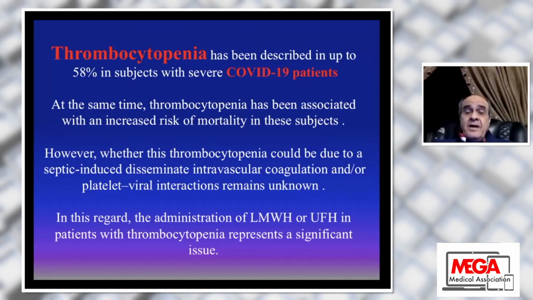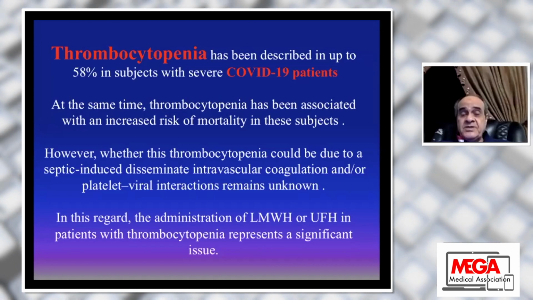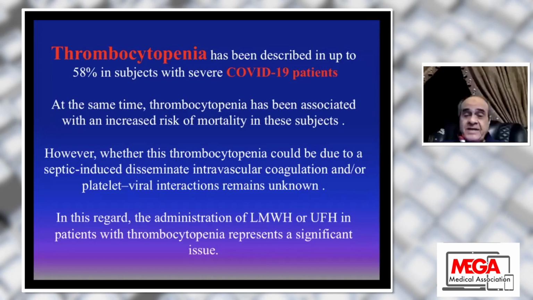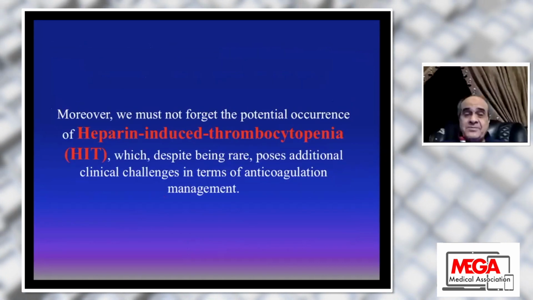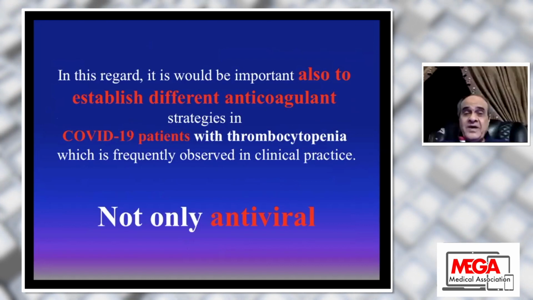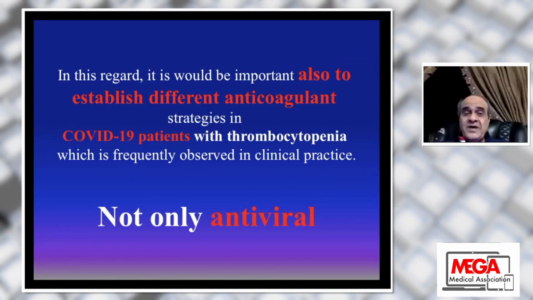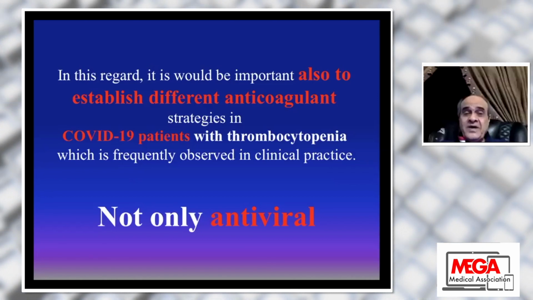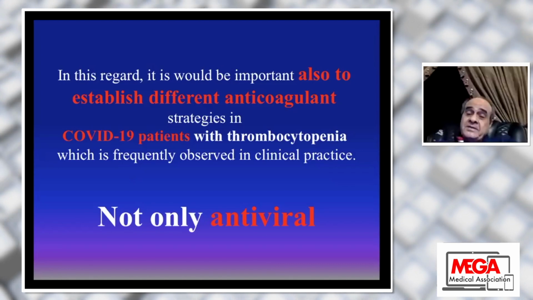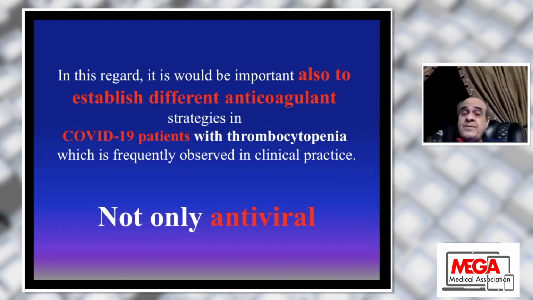I want to say something. Most of the patients are on anticoagulants like enoxaparin and heparin, and we try to predict and titrate the anticoagulant dose in patients suffering from thrombocytopenia. And I think the research must concentrate not only on antiviral research for COVID-19. We have to also concentrate on the optimum anticoagulant for COVID-19 patients who come to you presenting with thrombocytopenia. We have to concentrate on this.